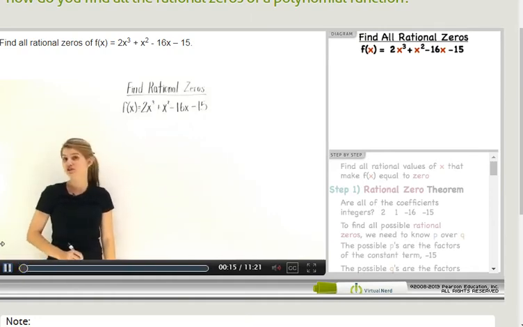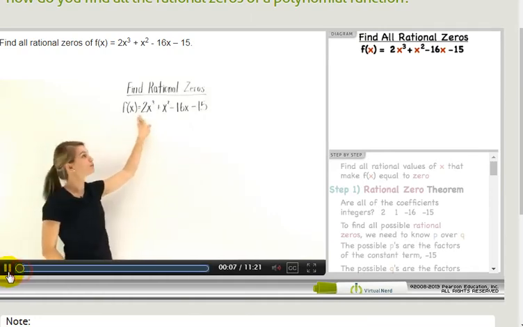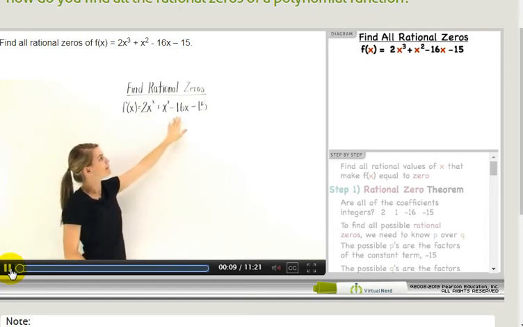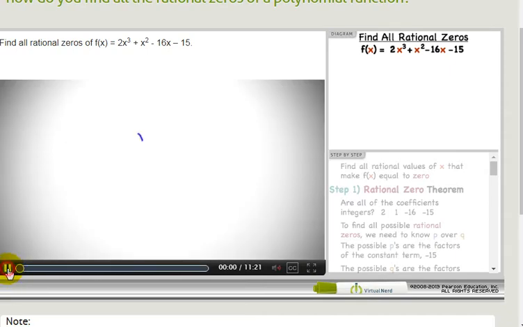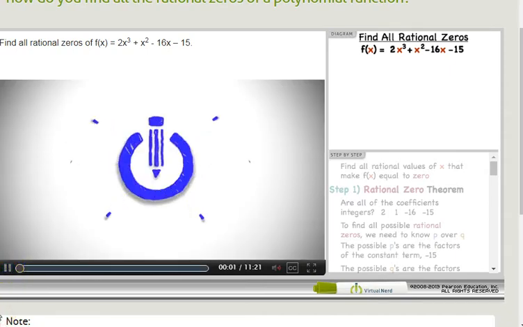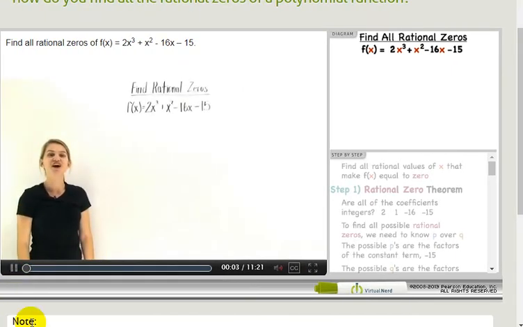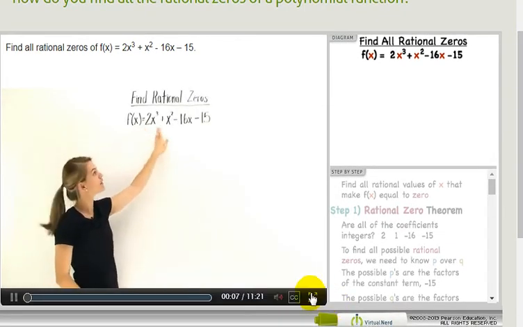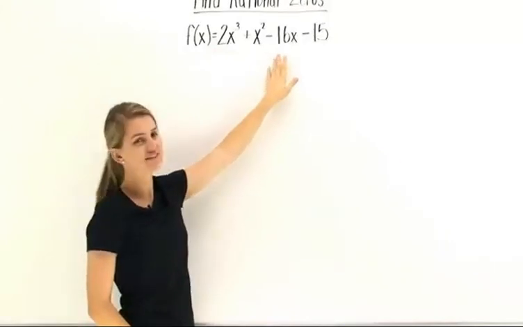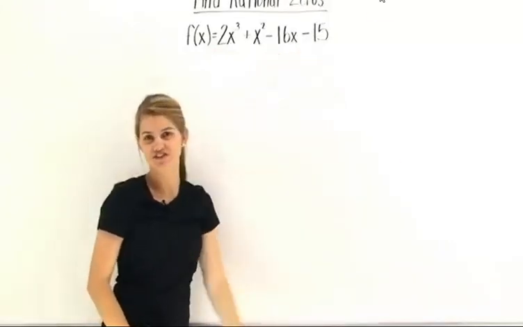All the rational zeros of this function, 2x cubed plus x squared minus... Hold on. I can't get it to go back. There we go. Find all rational zeros of the function 2x cubed plus x squared minus 16x minus 15.